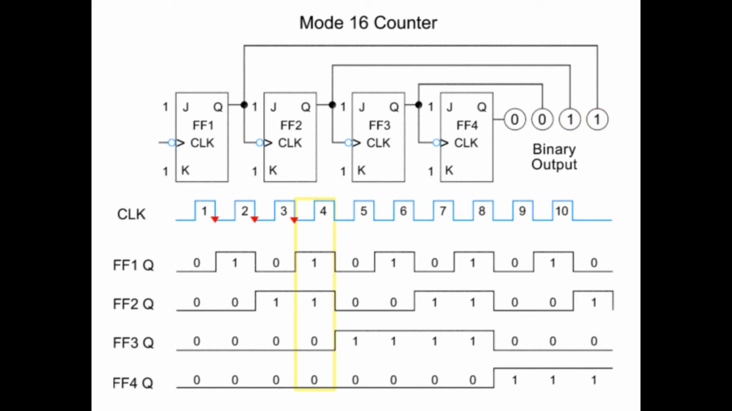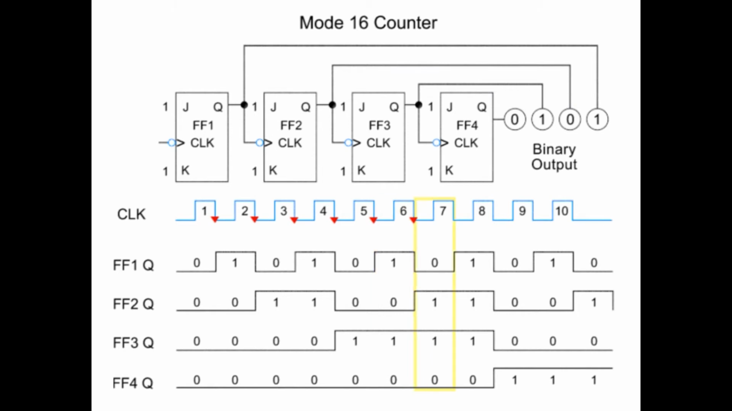0011. Pulse 4 again toggles Q1 back to 0, with Q2 toggling to 0 and Q3 to 1, with Q4 unchanged, and the output is 0100. These toggling patterns, triggered on the negative edge of the clock pulse, continue, with pulse 5 giving an output of 0101.